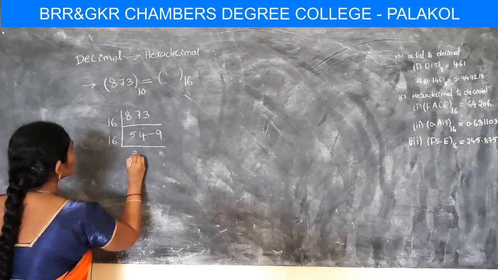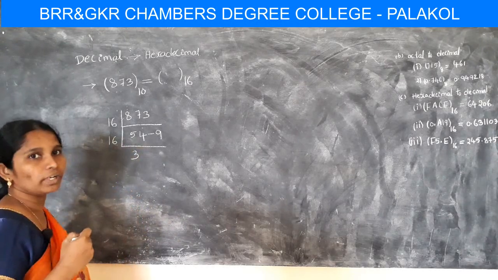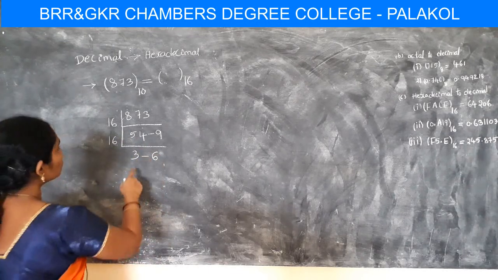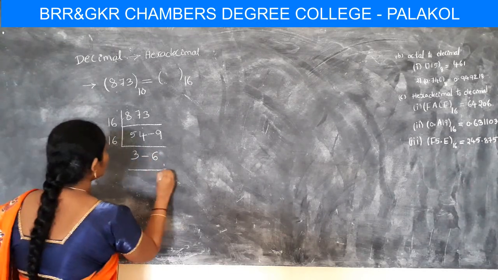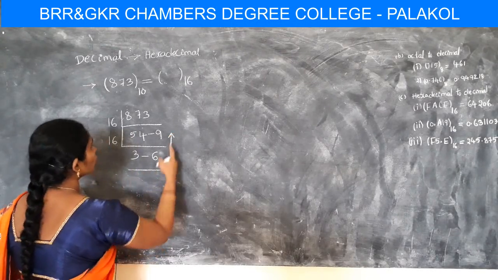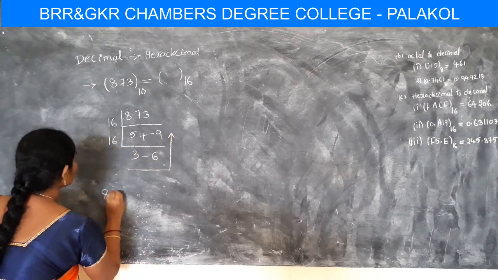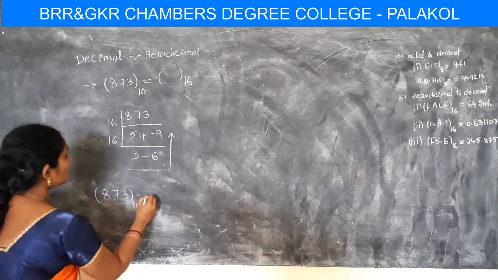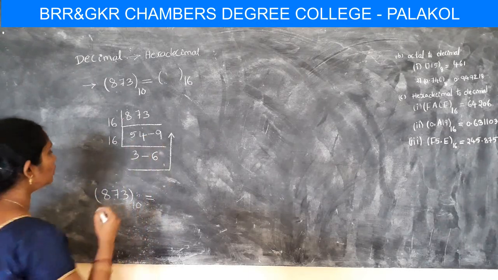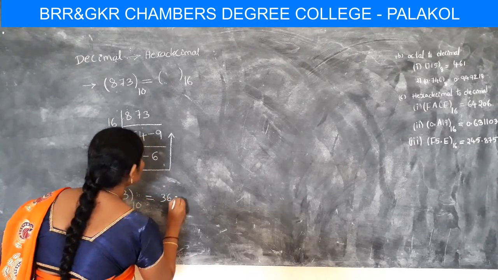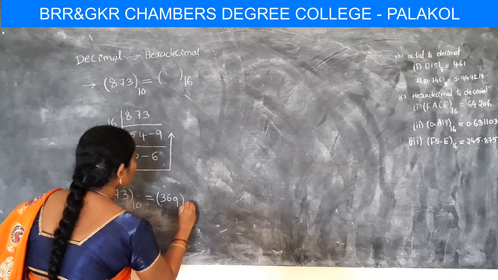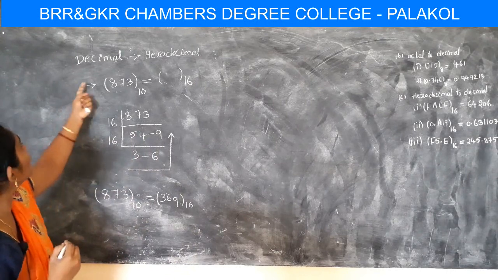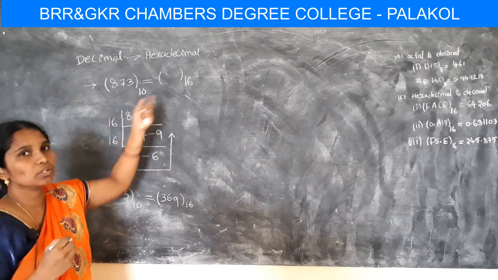Okay. So 3 16s are 48. So here the remainder is 6. Then we stop the process here and write the answer from bottom to top. So the equivalent hexadecimal value of the decimal number 873 is 369. Okay. So in this way we convert a given decimal number to a hexadecimal number.